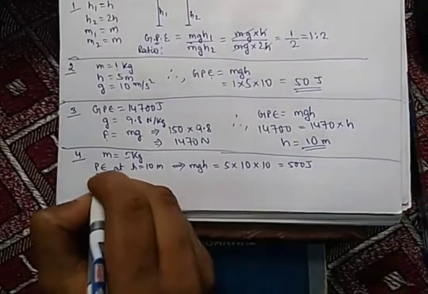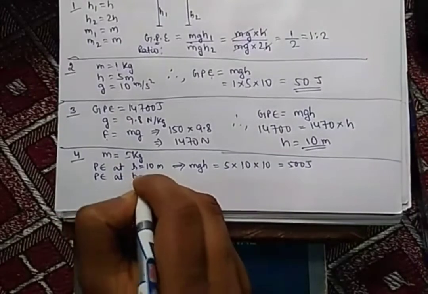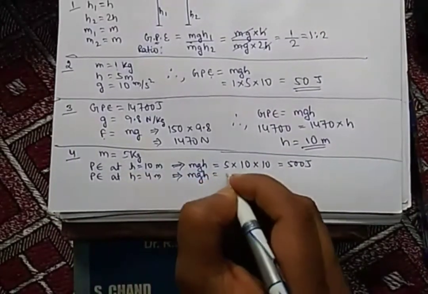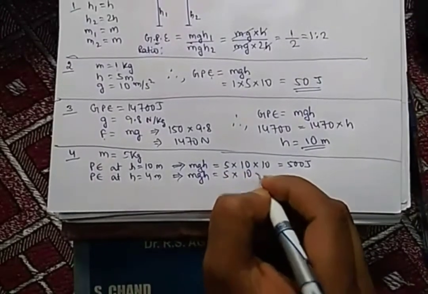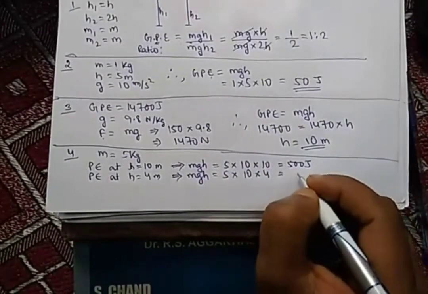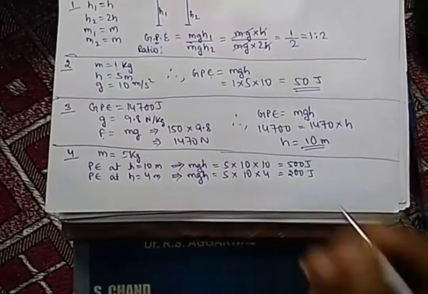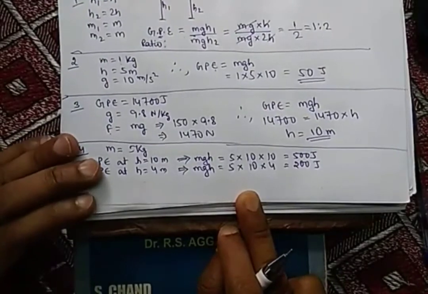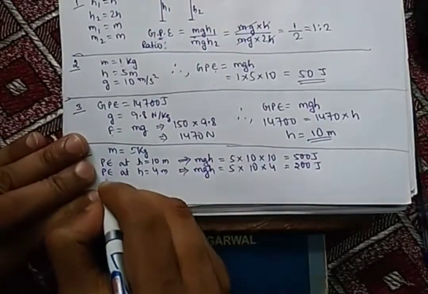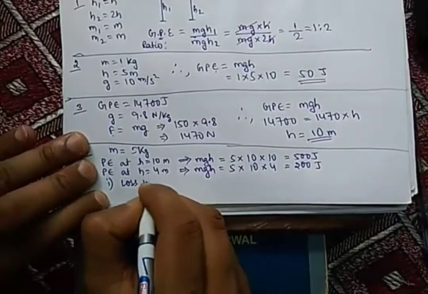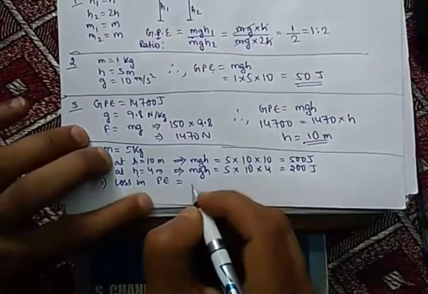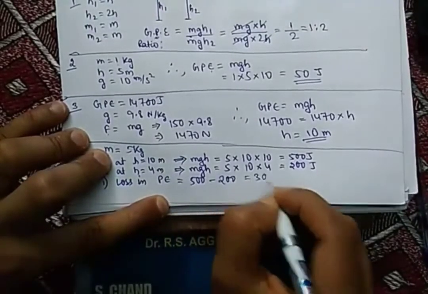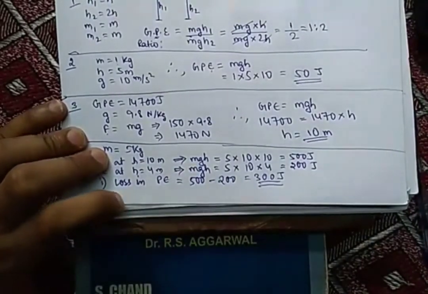Now the potential energy at a height equal to 4 meter. So mgh: mass, gravity, height, 5 into 10 into 4, that is 200 joule. Now the first question is to find the loss in potential energy. So the loss in potential energy is equal to 500 minus 200, that is equal to 300 joule. This is the first point.